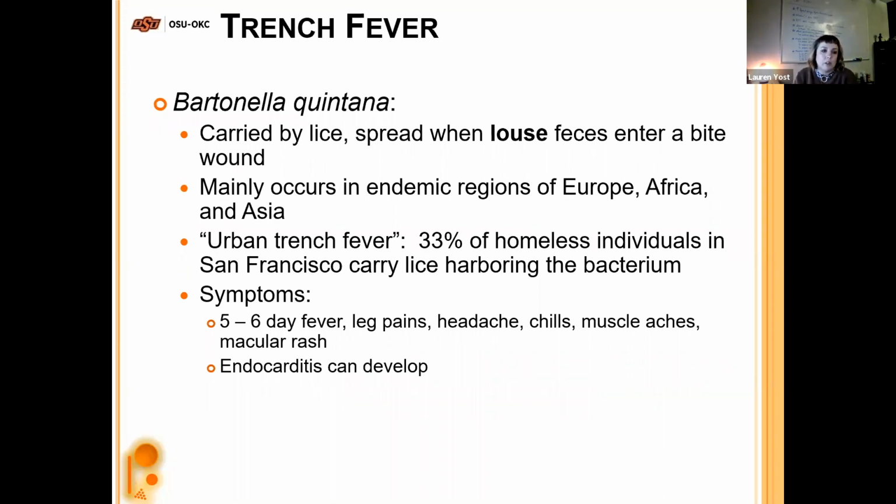Trench fever is caused by Bartonella quintana. This is carried by lice. When lice feces enter a bite wound, that's how it gets transmitted, often by scratching at your scalp. Maybe not your scalp, but maybe homeless people's scalps. This is endemic to Europe, Africa, and Asia, but there have been cases of urban trench fever. About 33% of homeless people in San Francisco carry it, and symptoms include a 5 to 6 day fever, leg pains, headache, chills, muscle aches, and a macular rash. Then endocarditis can develop as well.